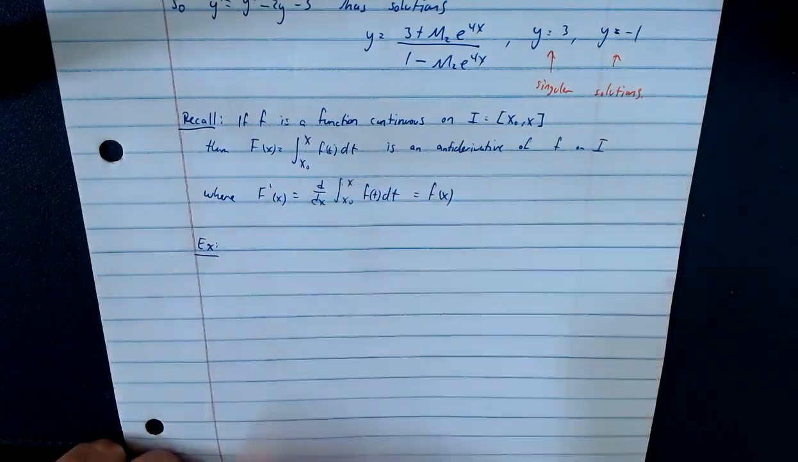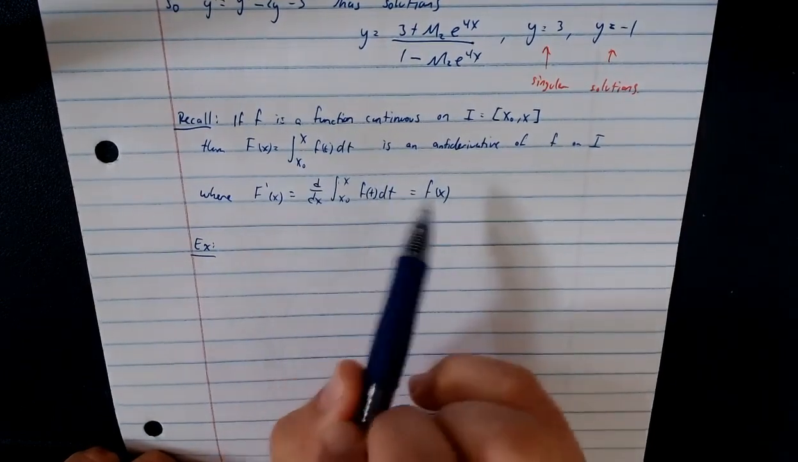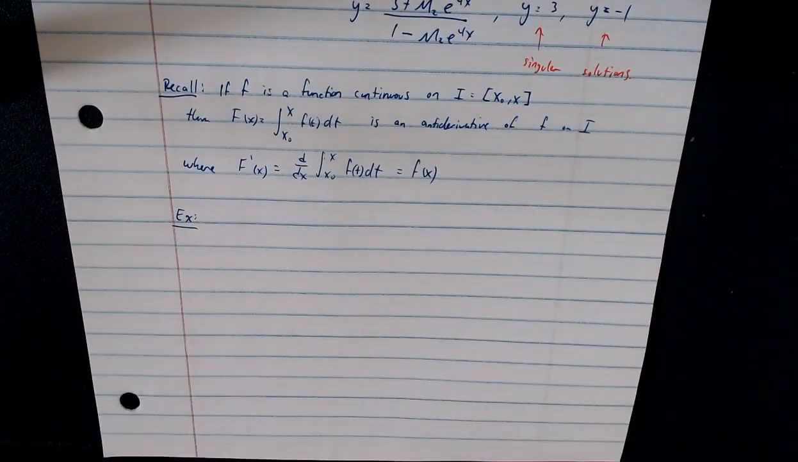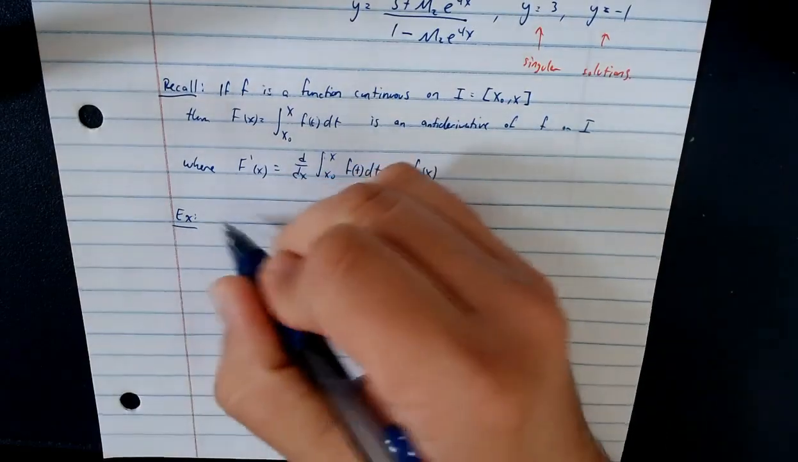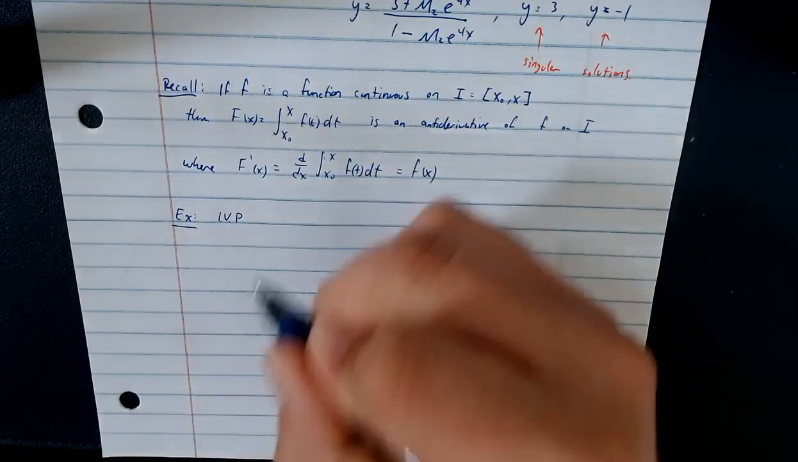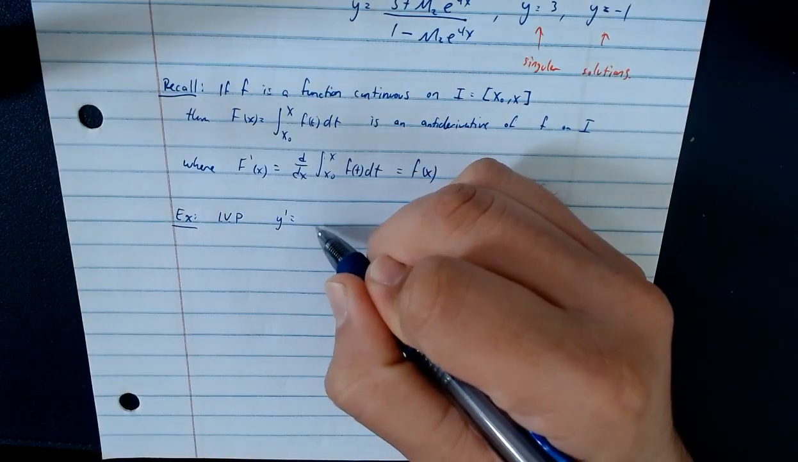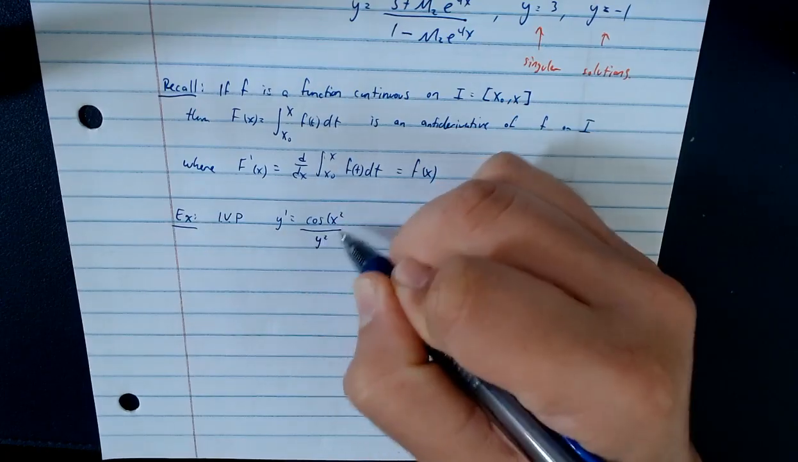But for now, we can use the consequences of the fundamental theorem of calculus to state our answers using an integral form rather than an explicit form. What I mean by that is, for example, consider the following initial value problem. It is y prime equals cosine of x squared over y squared. Okay, so definitely separable.